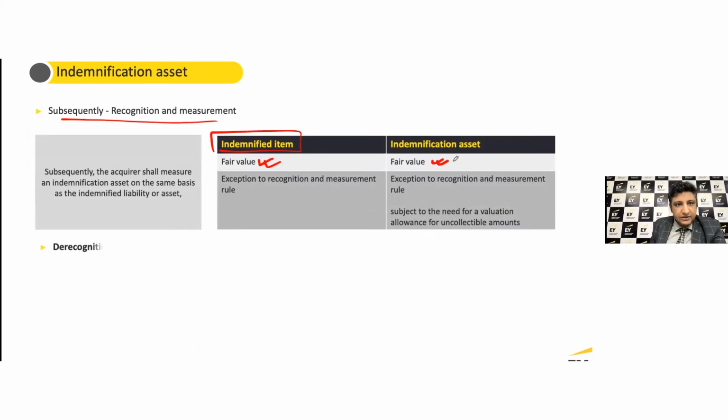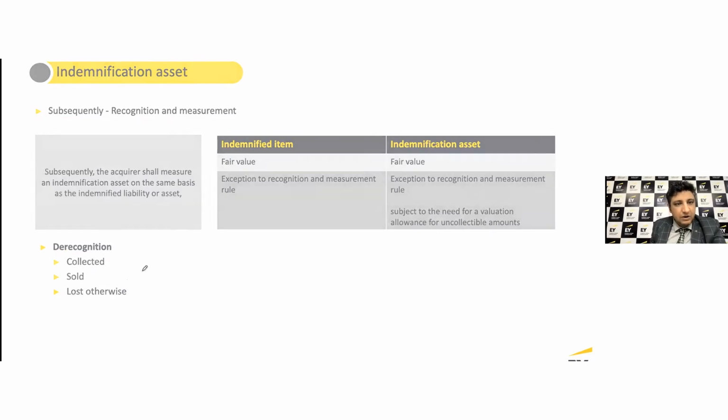And then you need to understand that from the perspective of collectibility, let's say in case of a tax demand, you would need to make some adjustments in terms of what is the collectible amount, right? Of course, the derecognition would happen when the amount has been collected or it has been sold off, or if that transaction has become obsolete. So from that perspective, the accounting would follow, right?